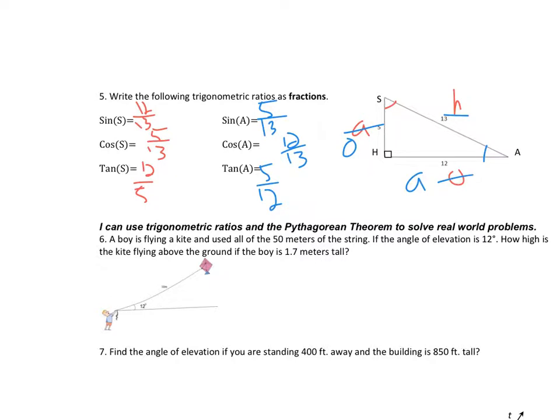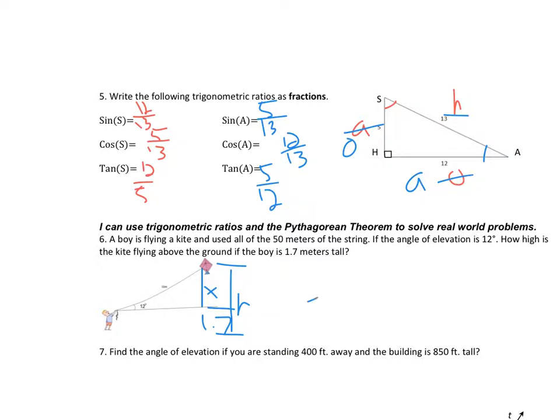Now we jump into some word problems. So number 6, a boy flying a kite is using all of the 50 meters of the string. The angle of elevation is 12 degrees. How high is the kite flying above the ground if the boy is 1.7 meters tall? So here's our initial triangle that we want to work with. And we want to find that initial height of that triangle there. So I'm actually going to call it X, because what we really want to find is this total height, where we know that this portion is 1.7, but we need to find that X.